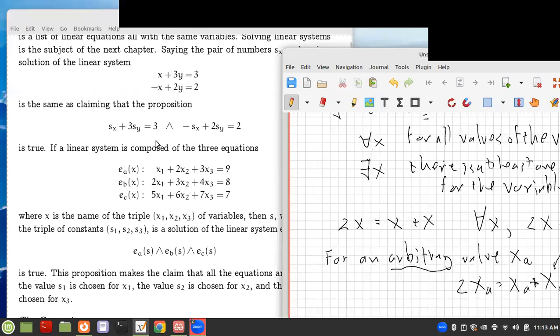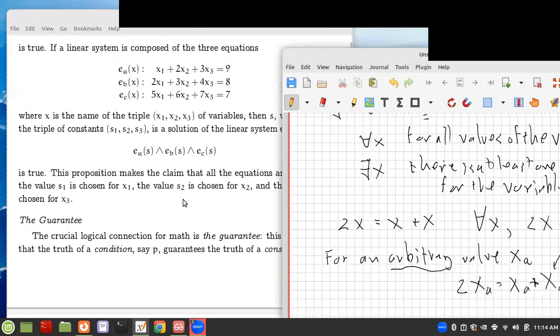So a solution is going to solve one of these systems, say this 3-equation system, only if it makes this true. That means it satisfies all 3 of the equations at the same time.